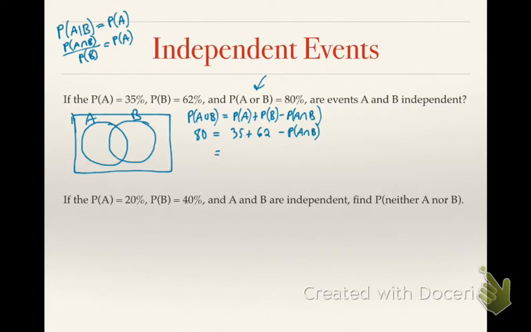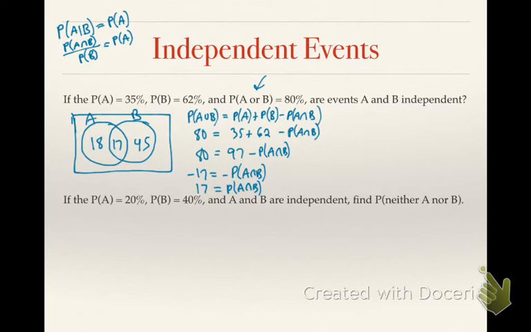35 and 62 make up a total of 97. Subtract off 97, I get negative 17. Equals the negative of the probability of their intersection. So if I divide by negative 1, I get their intersection is 17%. Which means the remainder of A must be 18 because that makes 35, and the remainder of B must be 45 because that makes 62.